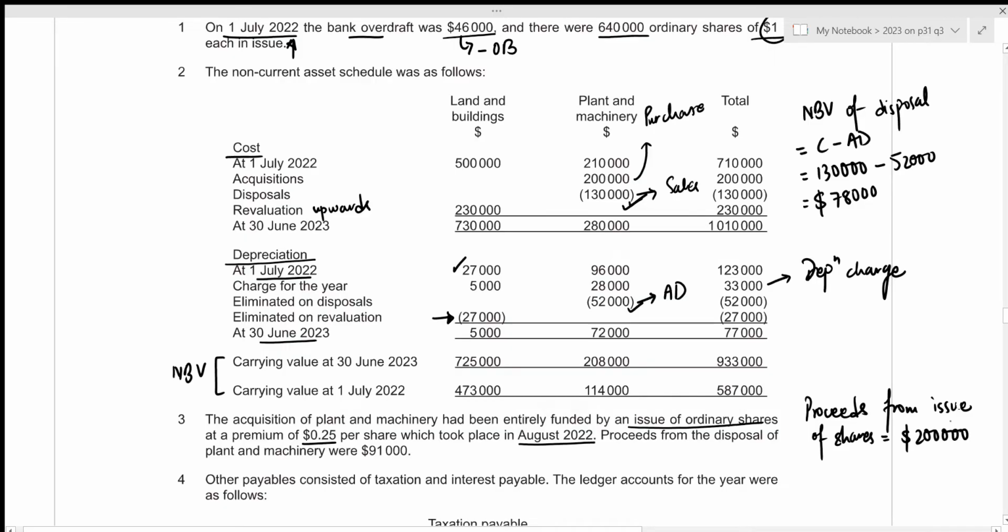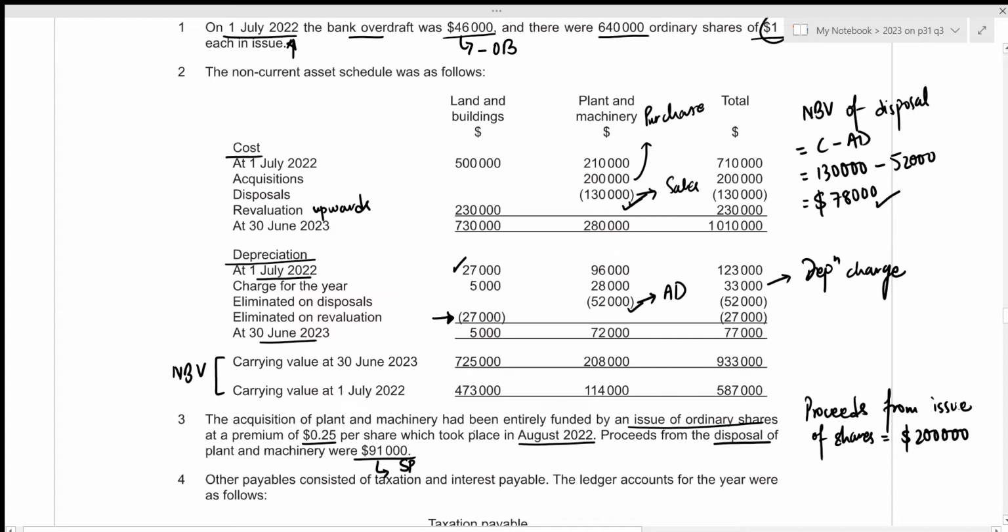And this will go towards our financing activities section. Then we have proceeds from disposal of plant and machinery, which was 91,000. This is the sales proceeds. Now, we already have the net book value of the disposed asset. We have the sales proceeds. We can calculate the profit or loss on disposal.